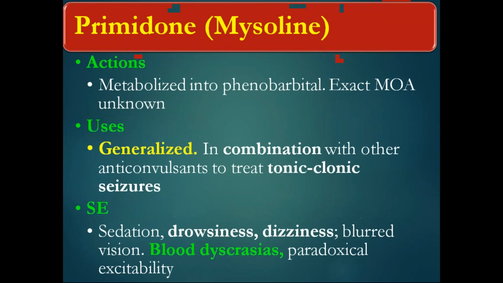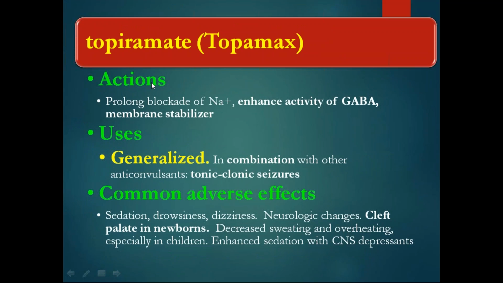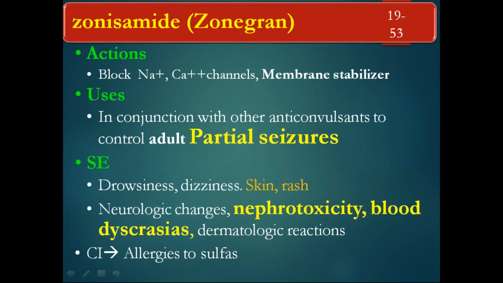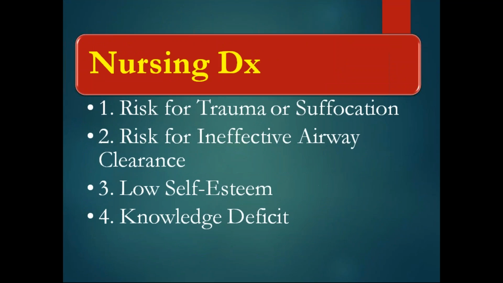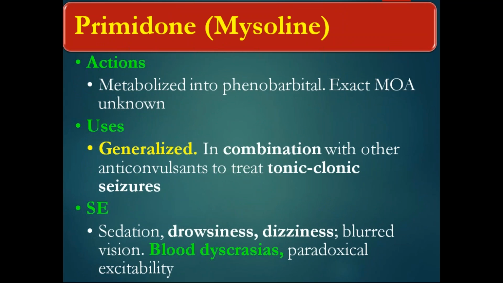Topamax, again, for generalized. Primidone is the prima donna, blood dyscrasias. You don't really need to remember prima donna blood dyscrasia, because the questions are going to come in a way that mostly the only option is going to be blood dyscrasia. If they put Primidone, Topamax, Zonisamide, or another medication, you already know that most likely it could be hepatotoxic, blood dyscrasias, nephrotoxic, and skin rash.